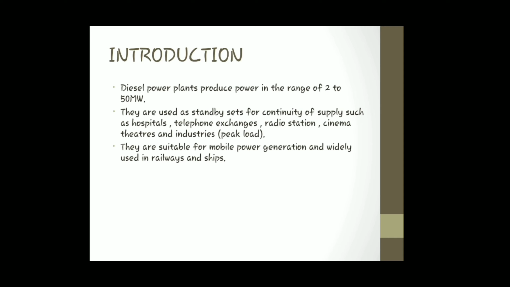Introduction. Diesel power plants produce power in the range of 2 to 50 megawatts. They are used as standby sets for continuity of supply, such as in hospitals, telephone exchanges, radio stations, cinema theaters, and industries whenever peak load is necessary. They are suitable for mobile power generation and widely used in railways and ships.